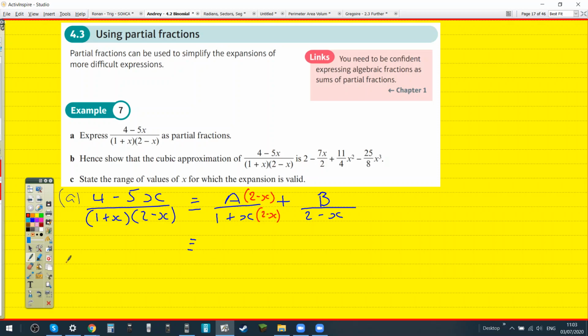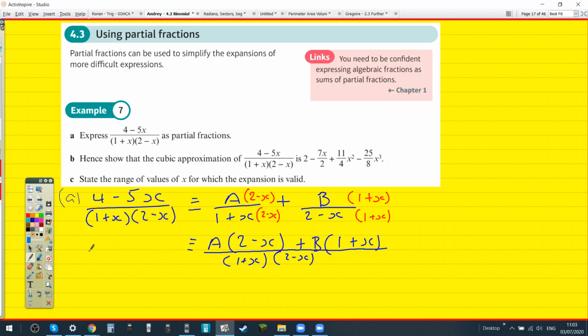So, yeah, A times 2 minus x. So it's like cross multiplying. And b, okay, yeah. And then you just end up with 2a minus ax plus b plus x plus bx. I'll just leave it like that for the sake of simplicity. And then that's over that. Okay, compare the two.